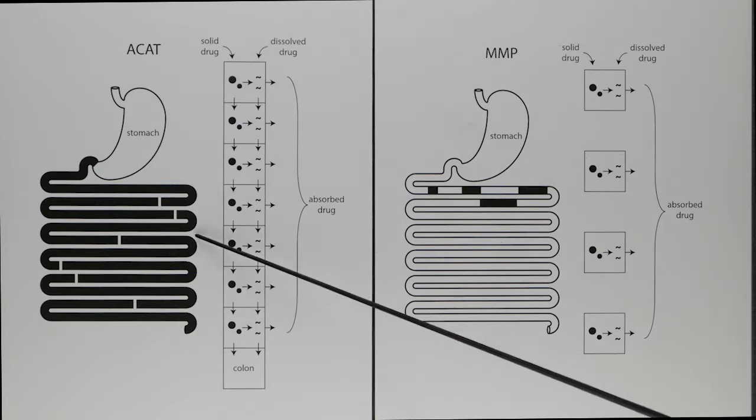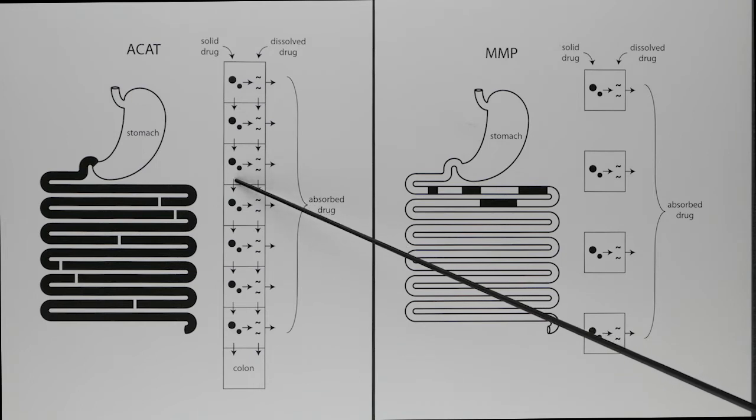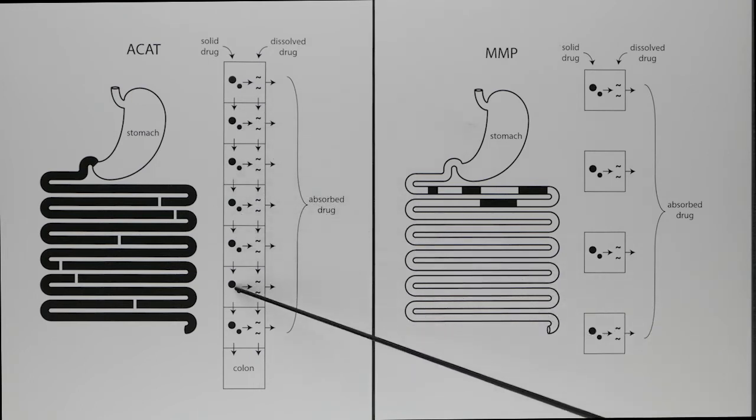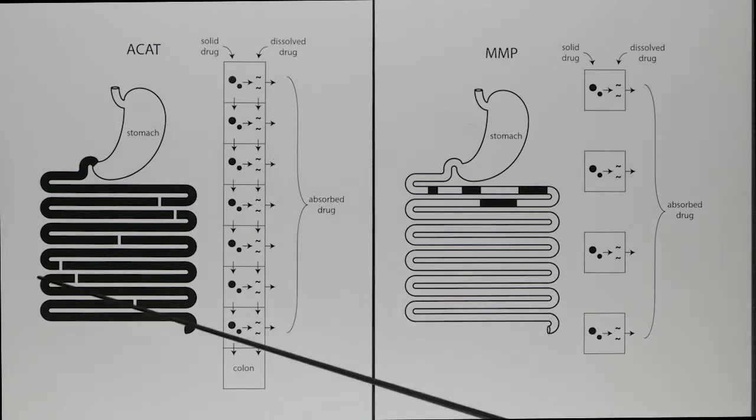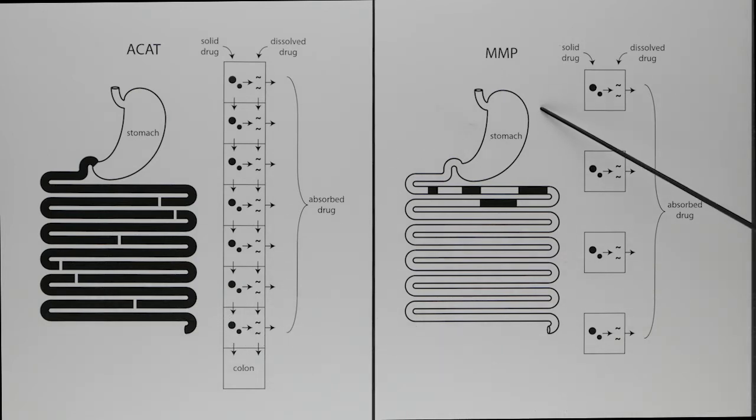Now, both models are going to use a residence time of about 3 to 4 hours. The ACAT model achieves that by inserting numerous compartments to retain mass in the small intestine. In contrast, the multiple moving plug model assumes that the multiple plugs move at such a speed that it takes, on average, 3 to 4 hours for the plugs to move from the beginning of the intestine to the end.